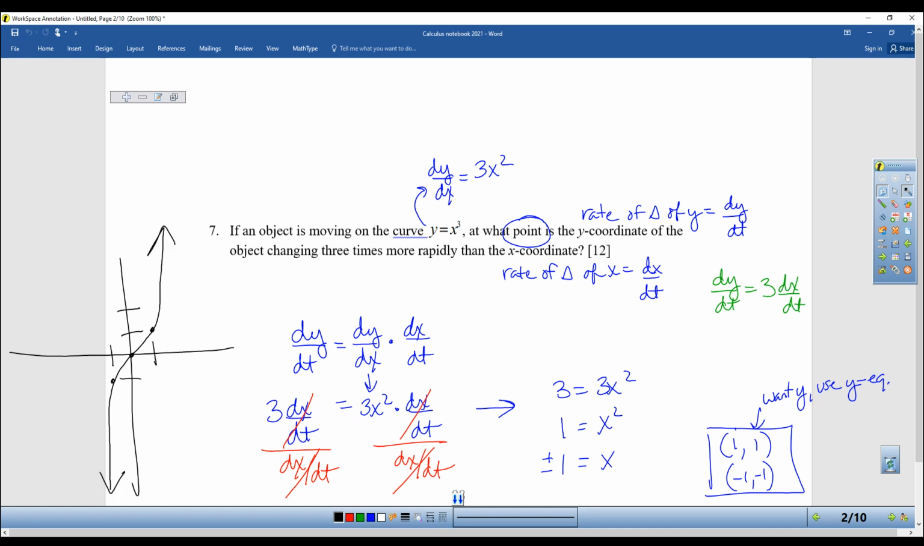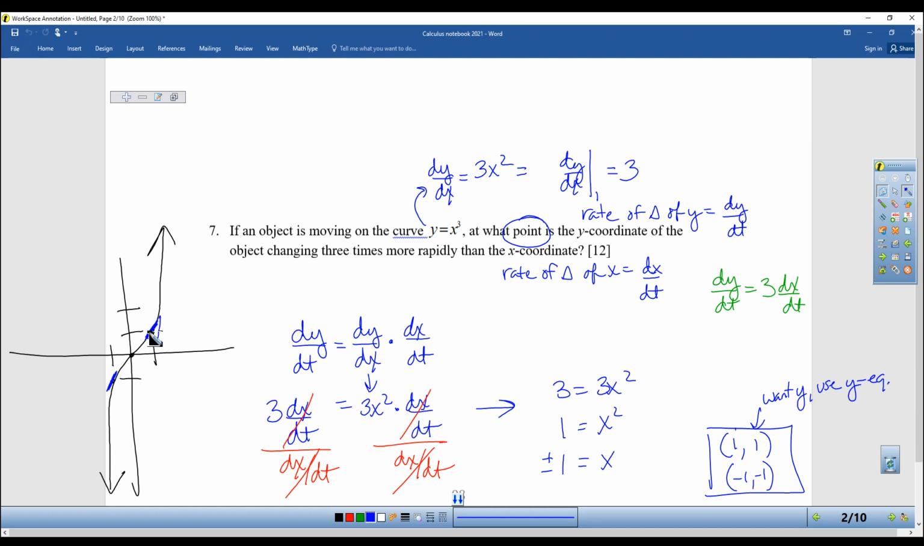And so apparently at 1, and at negative 1, the little slope right there is, well, we already know that the slope dy/dx at x equals 1 is 3. So right there, the slope is 3.